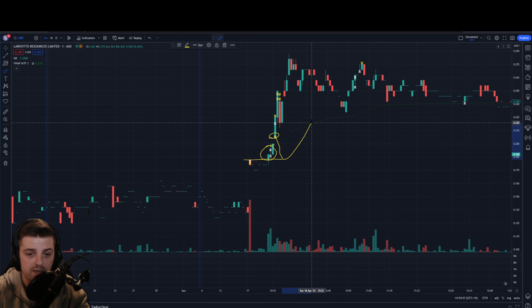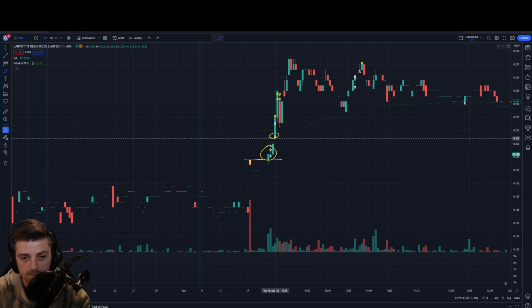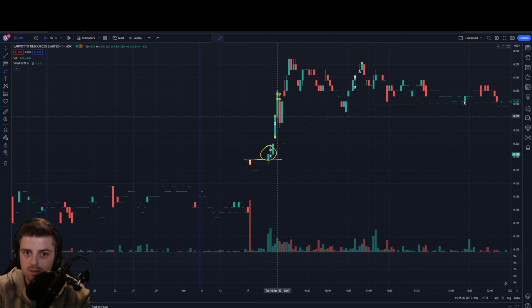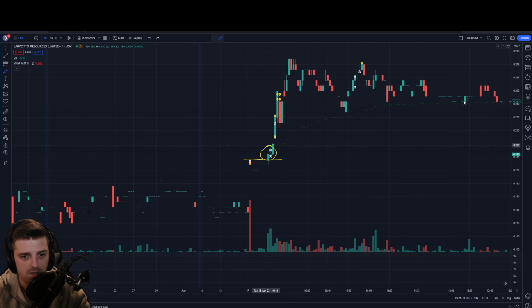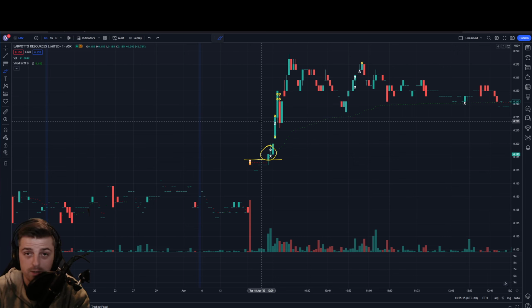I'm going to get the retest. I'm going to add on that chunk back here. That's how I do it. So I'm not going to hold and pray. I'm going to scale out, take profits, and then see what to do with the rest. Because I don't think it makes sense to hold through the whole move. It doesn't work. At least I don't find it works for me. So that's how I traded LRV.